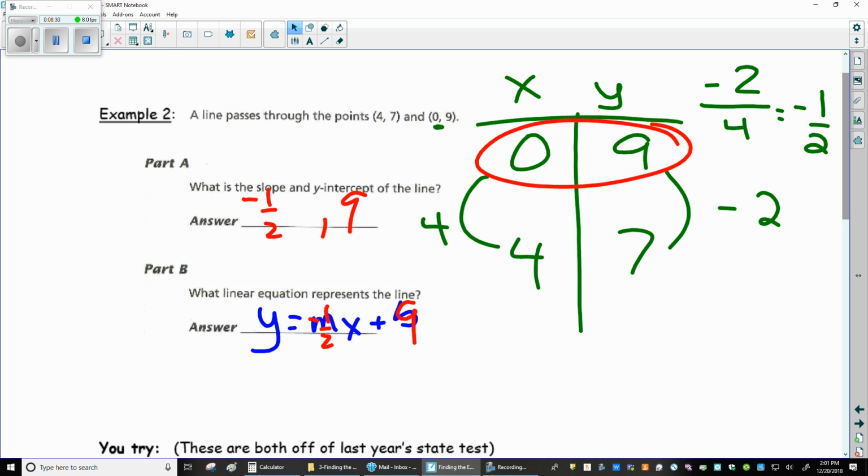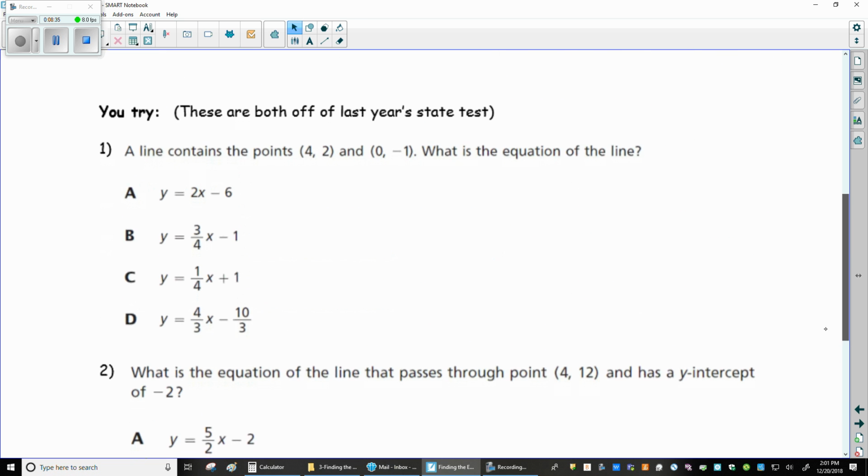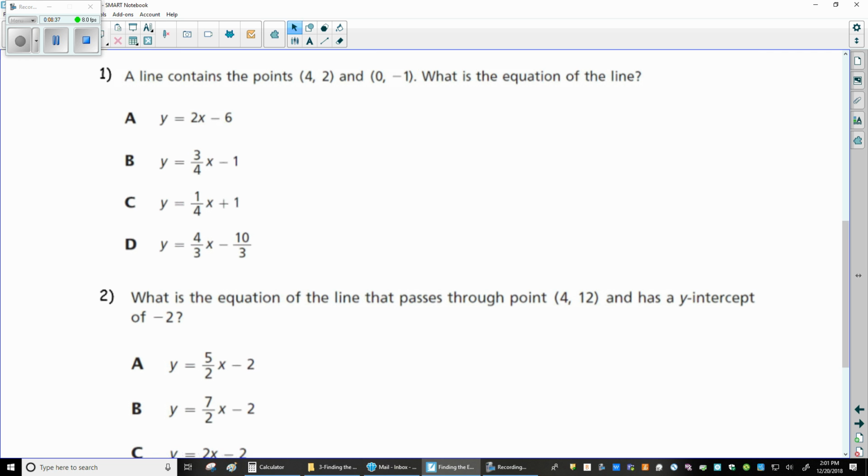All right, so down here I have 2 for you guys to try that are similar to the ones that we looked at today. Can you guys pause the video, try it? One of them should be pretty easy, and then unpause it when you're done to check.